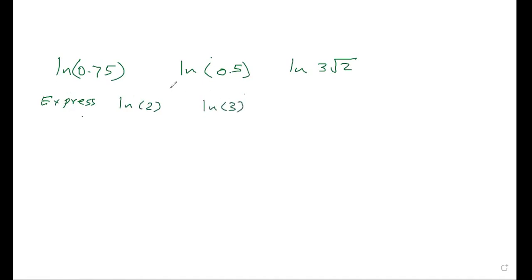Yes. But to express what? We're given ln of 0.75, right? We're also given ln of 0.5. And we're given ln of 3 square root of 2. And the question is to express the following logarithms in terms of ln 2 and ln 3.